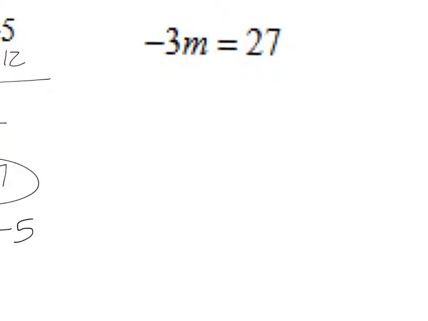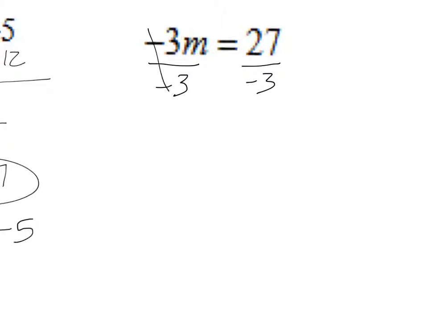Okay, now this one is a multiplication equation. So we're not going to add or subtract here because this is actually multiplication. So we can't get rid of multiplication using addition or subtraction. The opposite of multiplication is division. So we will divide both sides by negative 3.